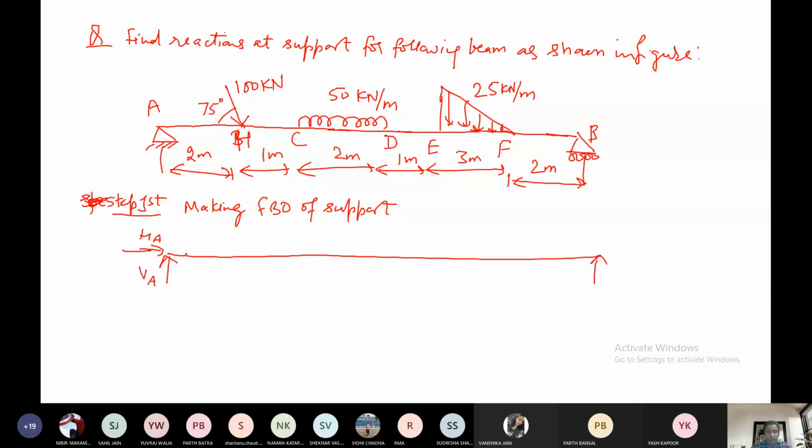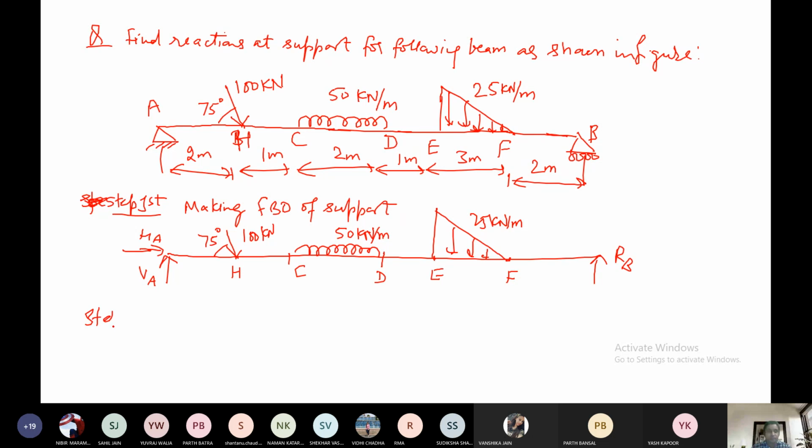So at the point A, we have a hinge support, so we will make a hinge support here. The rest of the diagram we have to make the same. Okay, this is step number 1.